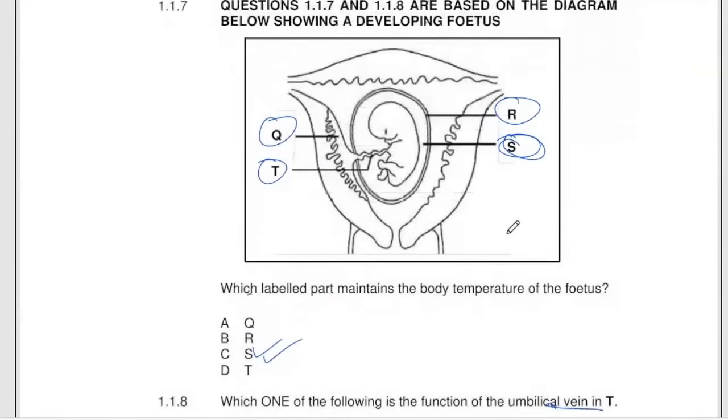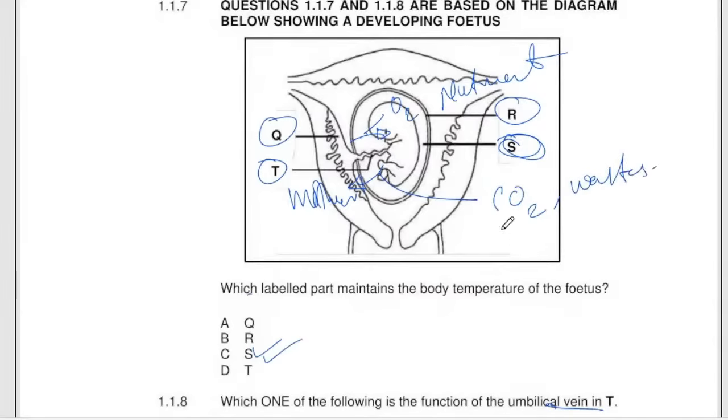You have the umbilical artery and the umbilical vein. The umbilical artery takes blood away from the baby, and the umbilical vein brings blood to the baby. Since the blood is coming from the mother, automatically it's going to have a lot of oxygen and a lot of what? Nutrients. And the umbilical artery, since it is coming from the baby, is going to have a lot of carbon dioxide and a lot of what? A lot of wastes. You understand?